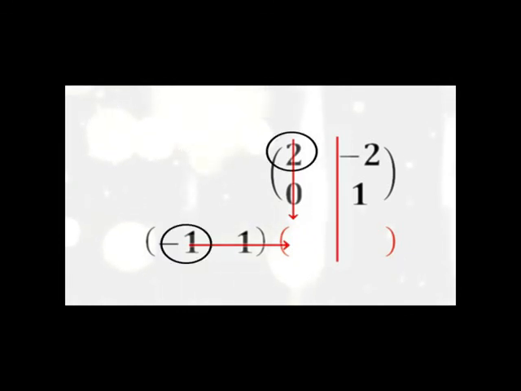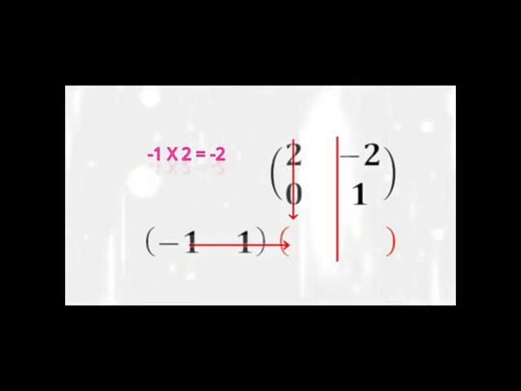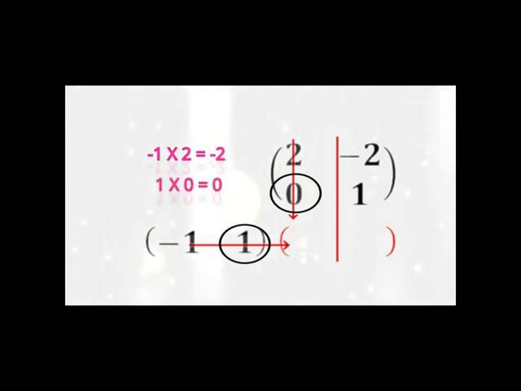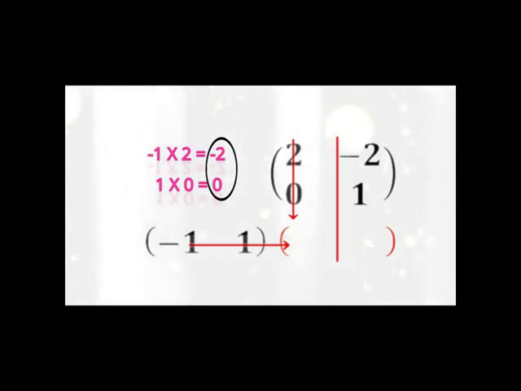Now, we multiply the first number of the row with the first number of the column. So negative 1 times 2 equals negative 2. And then we multiply the second number of the row with the second number of the column. 1 times 0 equals 0. And then we add those two numbers together. Negative 2 plus 0 equals negative 2.